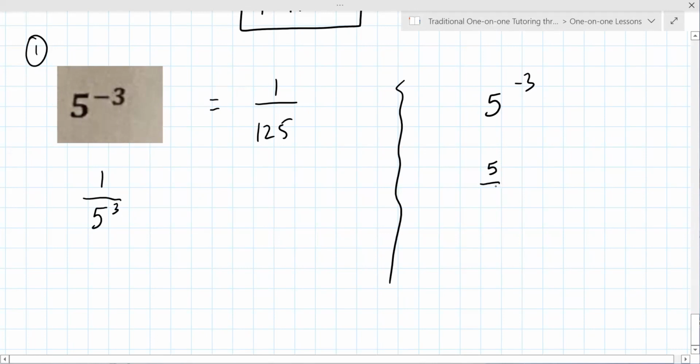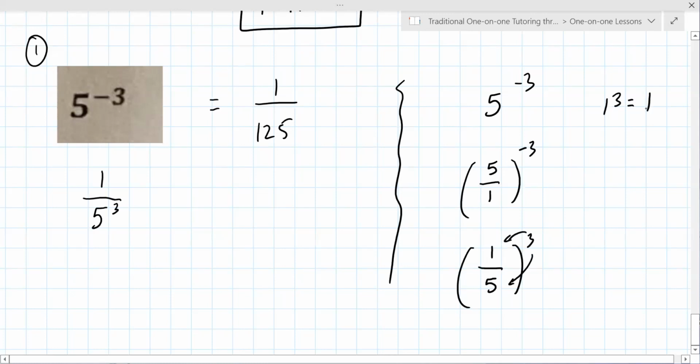5 is really 5 over 1. And the negative is what causes the fraction to flip. And then the 3 actually applies to both the top and the bottom, but 1 to the power of 3 is always 1. So that's why you only see it appear on the bottom.